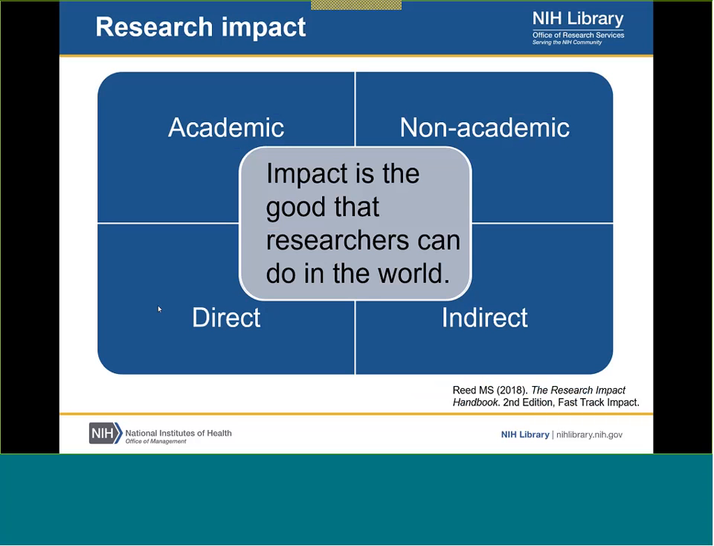For direct impact, it's pretty straightforward. For example, if you do research on topic A and somebody else doing the same research finds your research and thinks that it's really good, so they want to follow up on that, then your research has direct impact on them. Okay.